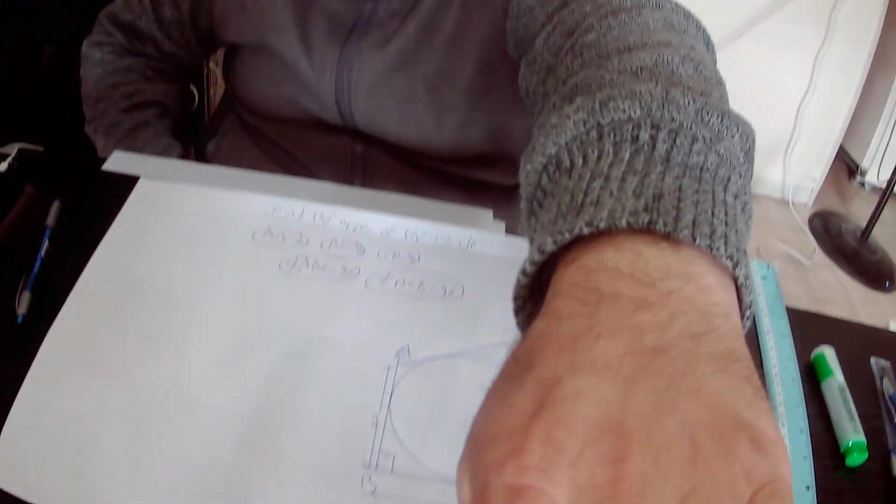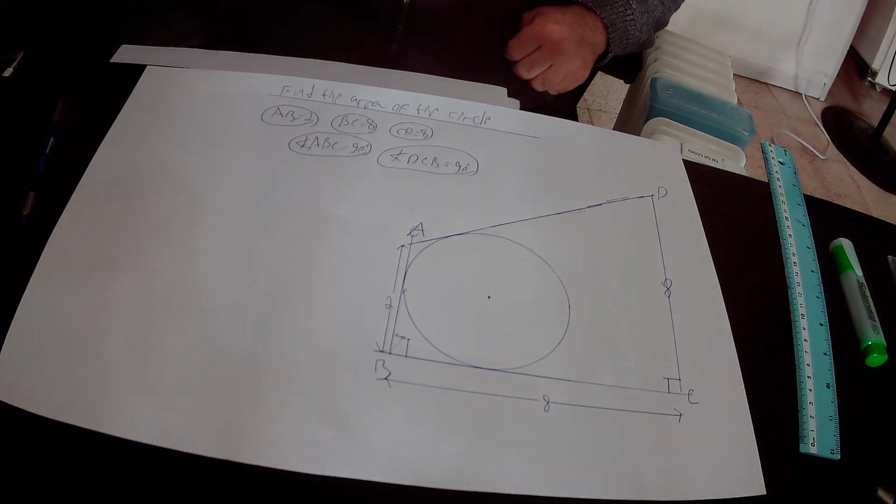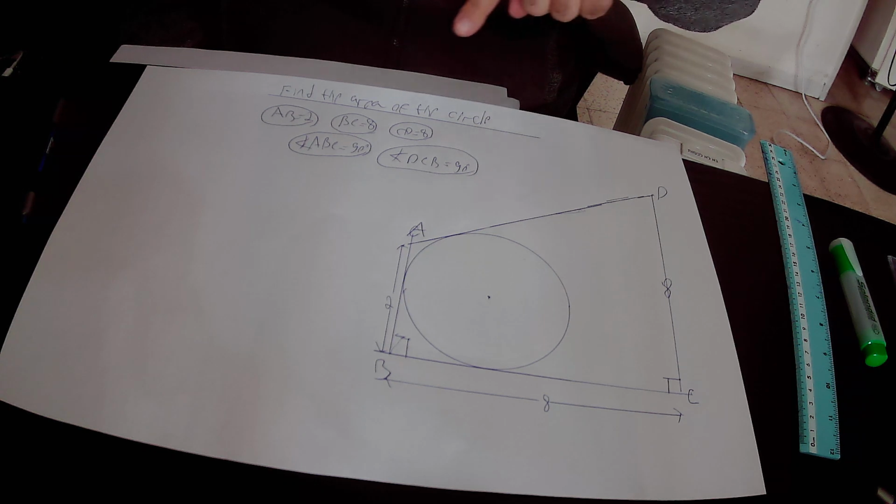Hello, in this lecture we find out the area of the circle. In the drawing we have quadrilateral ABCD. Inside this quadrilateral we have this circle.